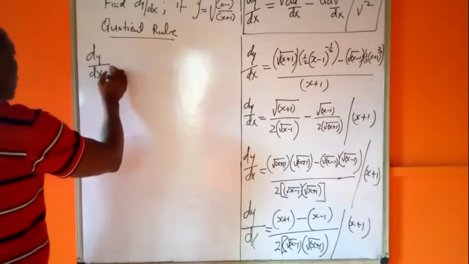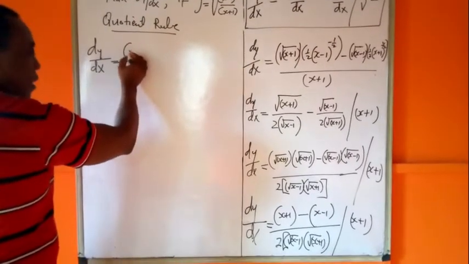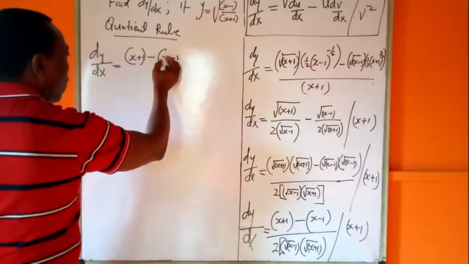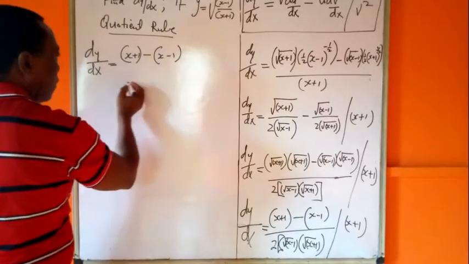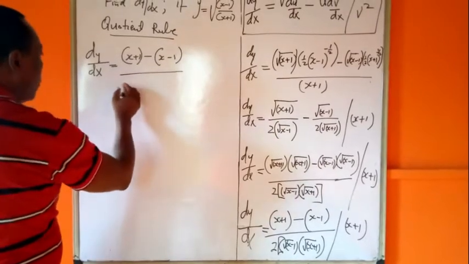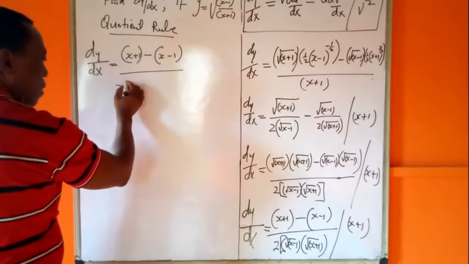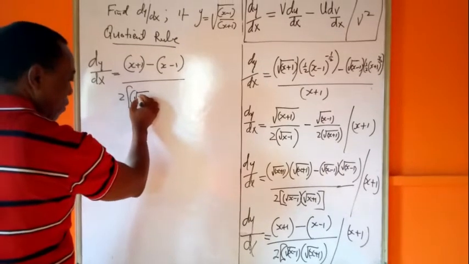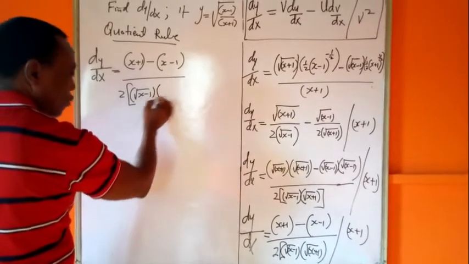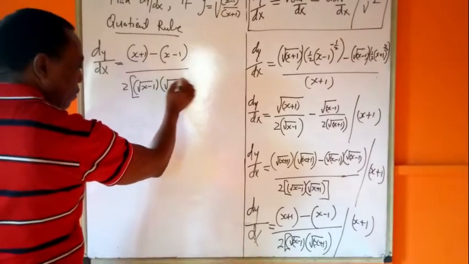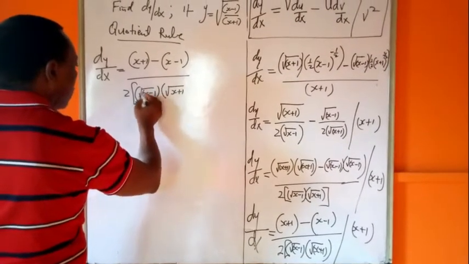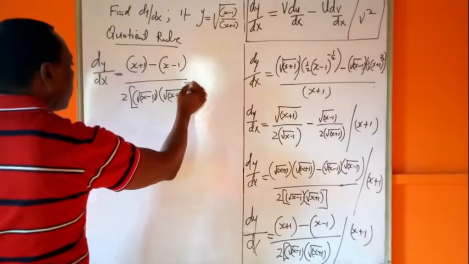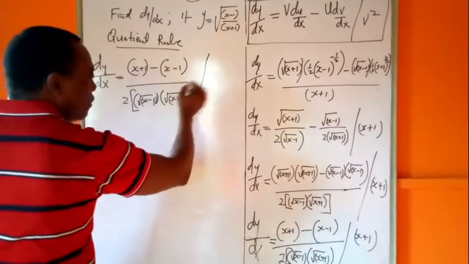Dy dx is equal to x plus 1 minus into x minus 1, all over 2 into root x minus 1 into root x plus 1, divided by x plus 1.